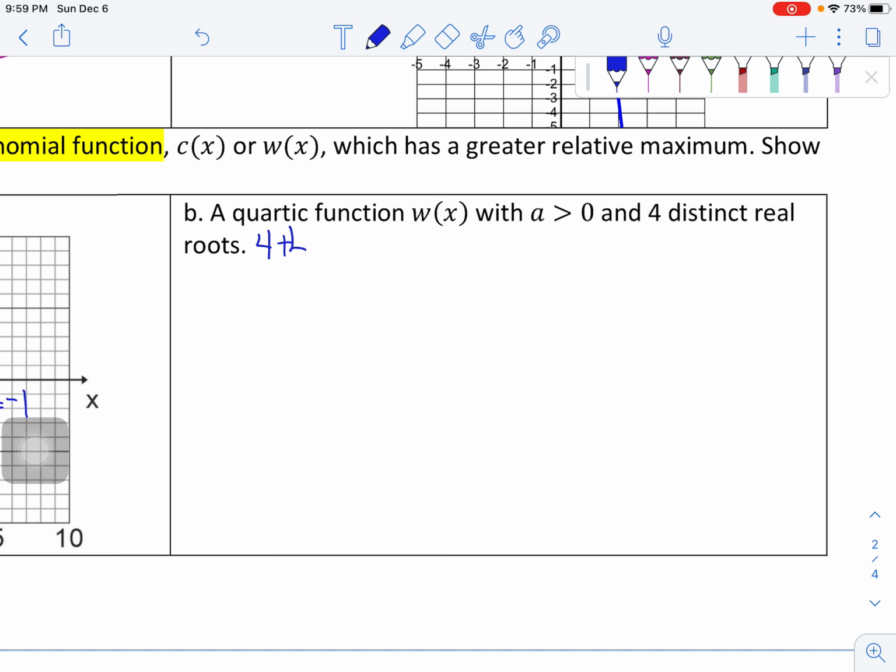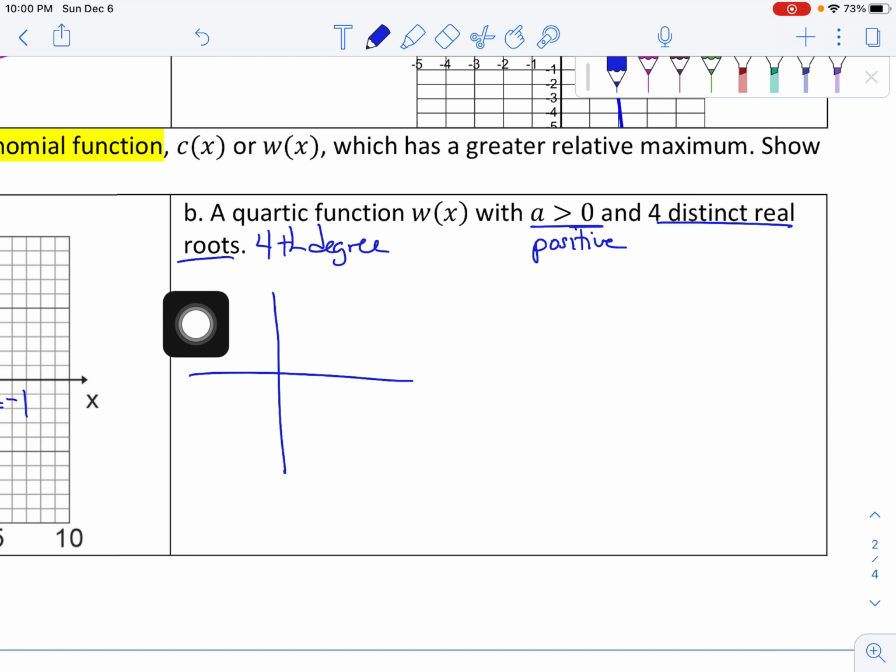Now I want to take a look at part B here. Got a quartic function, so quartic is 4th degree. A is greater than 0, so that means this is positive. And 4 distinct real roots. So we've got 4 x-intercepts. Okay, so I'm going to draw this. So if a is positive and we have a 4th degree function, my end behavior is going to point up on both sides. So I'm going to start up here, 1, 2, 3, here's my 4 x-intercepts, right? 1, 2, 3, 4 of them.